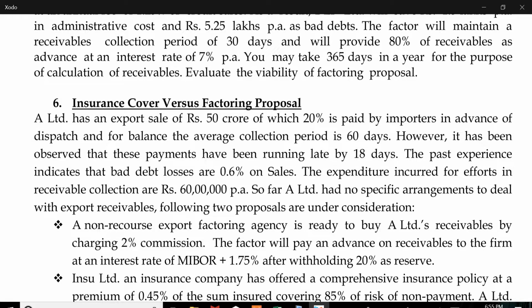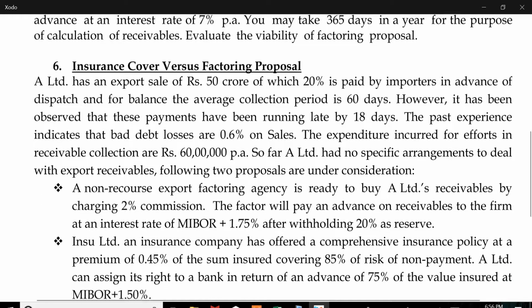Okay. Now coming to this question, there's a company which has been doing sales of around 50 crores. In that 20% is being paid ahead of time and 60 days is the credit period for the balance. So net the credit sales is 40 crores for our analysis purpose. These payments have been coming late by 18 days, which means the collection used to happen only by 78 days. The past experience indicates that the loss is 0.6%. This 0.6% would be not on the overall sales, only on the credit sales. That's the normal understanding: your losses are only on the credit sales.